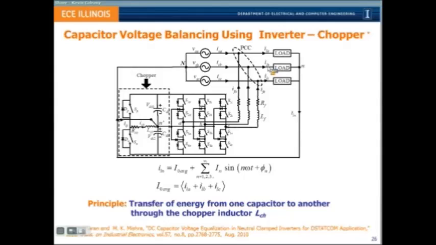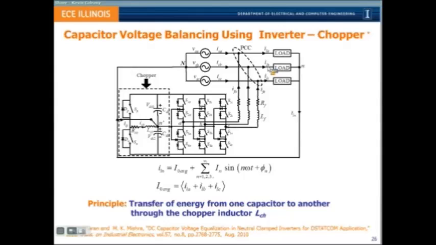So now let's say there was a positive DC component. If there is a positive component of current through this capacitor, the voltage will increase. I_C = C dV/dt, and dV is positive, which means voltage would tend to increase. This would decrease because the current goes in this direction. So now we have excess charge here and deficient charge here. The idea is to make use of this chopper circuit so that the excess charge is transferred from this capacitor to this capacitor. That's the fundamental simple principle.